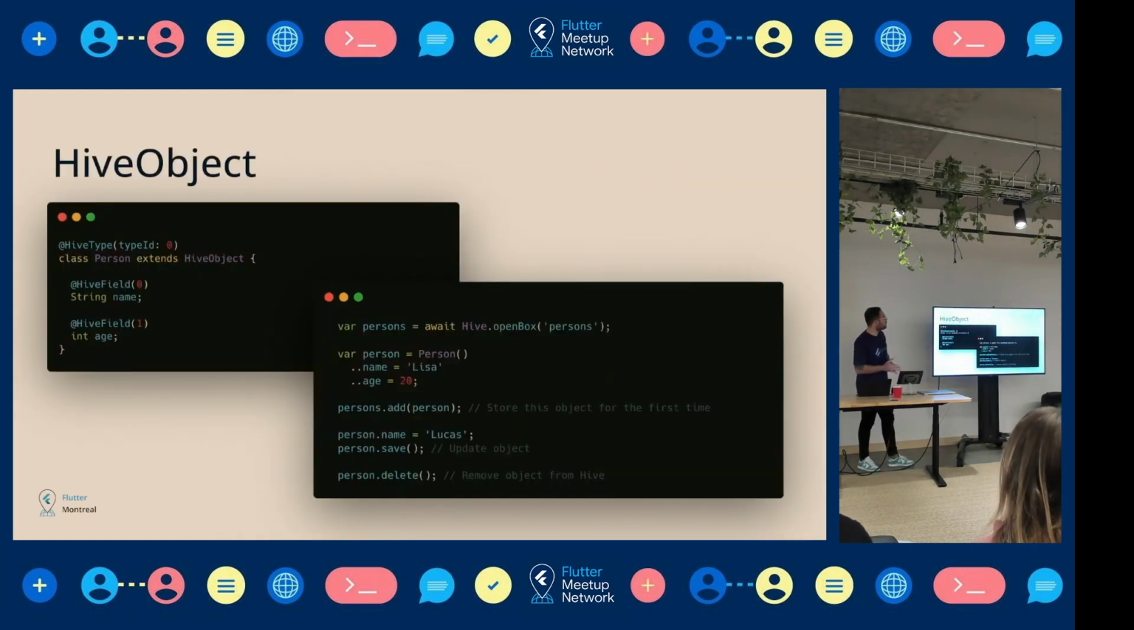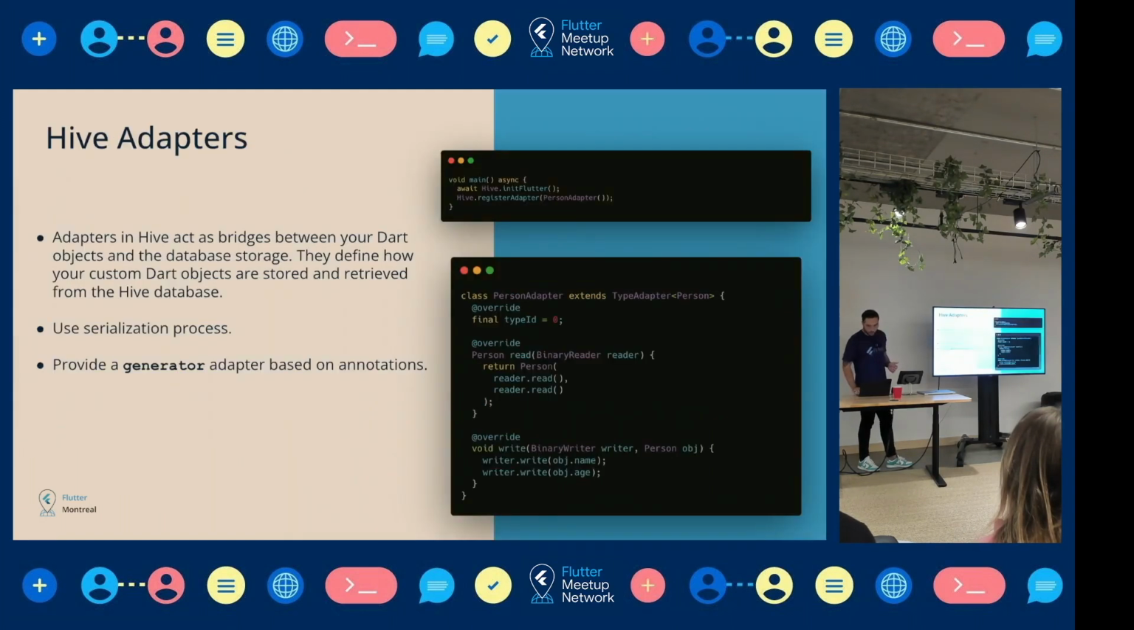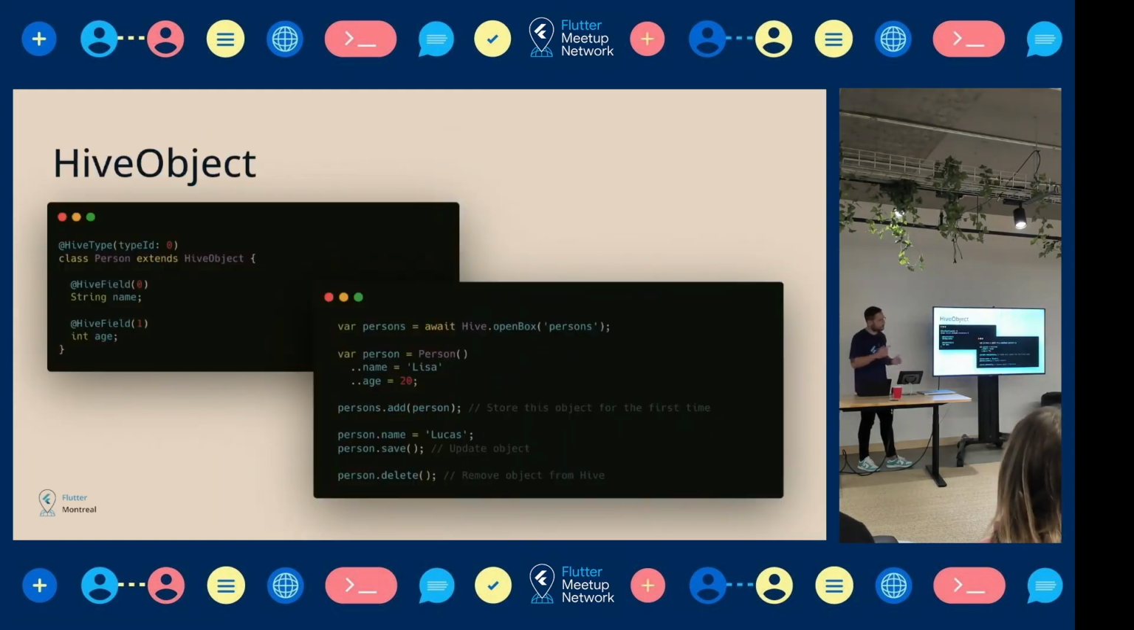As I said before, we can provide our own object to Hive. That's really useful. So we have a class we can extend. The name is Hive object. It works with Hive adapters. I will speak to them just after. So the Hive objects provide two methods. The names are save and delete.